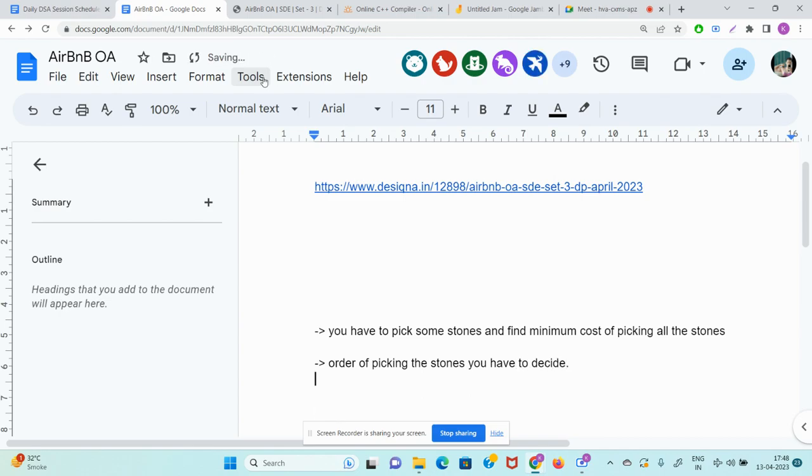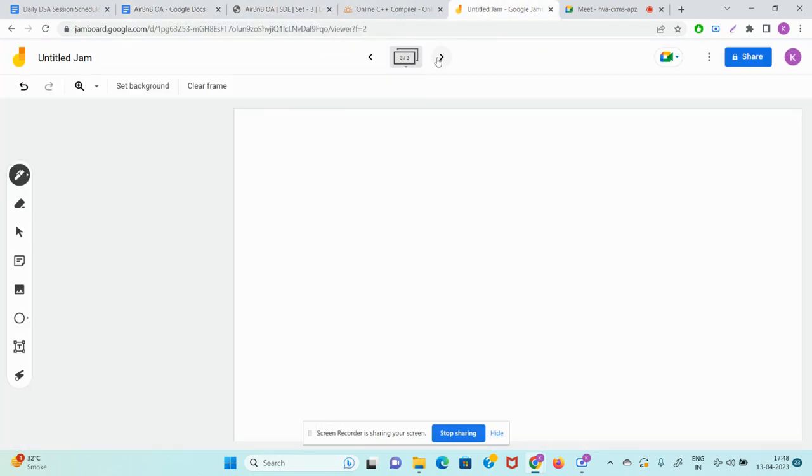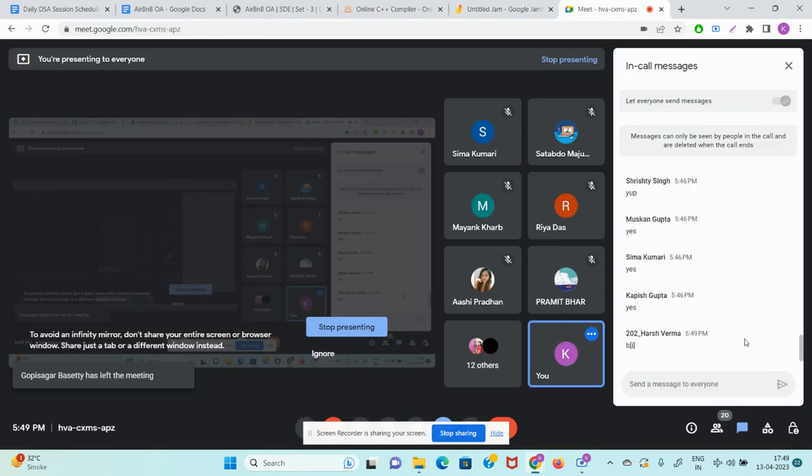So let's say this is 1, this is 2, this is 3, this is 4. Say as the first step I pick the stone number 3. Guys, what will be the cost of picking stone number 3? Can anyone tell me in the chat? Assume A and B arrays already exist. I want to pick the stone number 3. What will be the cost? Harsh, wrong answer. It should be B of 3.